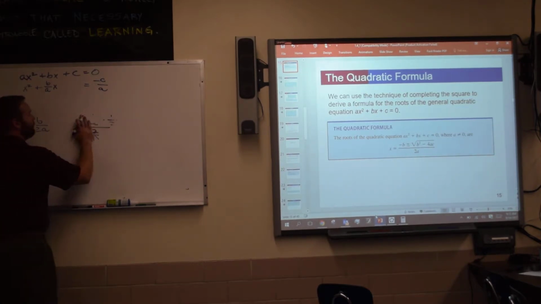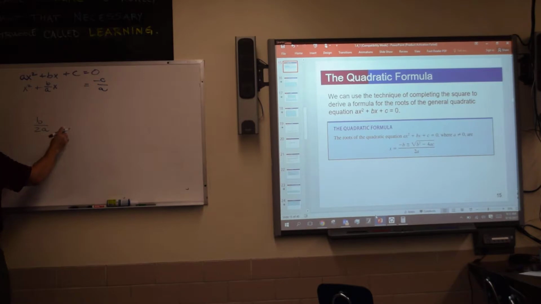Alright. So we're taking half of that middle term, and then you guys said square, right? That's what I said. So I'm going to square this. Well, when I square a fraction, I square the top, square the numerator.